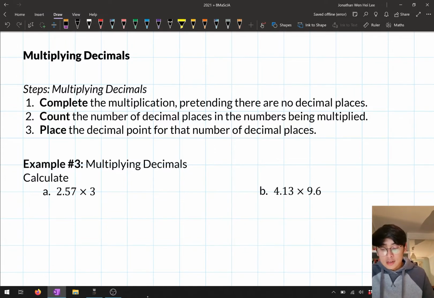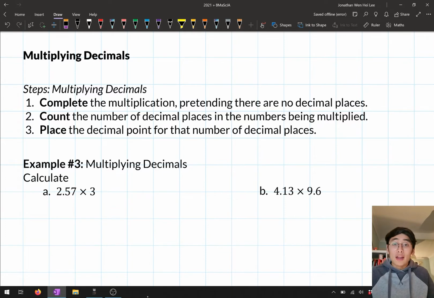So here, these are the steps that you're going to do. First step, complete the multiplication pretending that there's no decimal places. So what we're going to do first is we're just going to write the two numbers, pretending there's no decimal points. We're just going to do a regular multiplication first. Then the second step is to count the number of decimal places in the numbers being multiplied, and then place the decimal point for the number of decimal places. So we're going to go through those 3 steps.